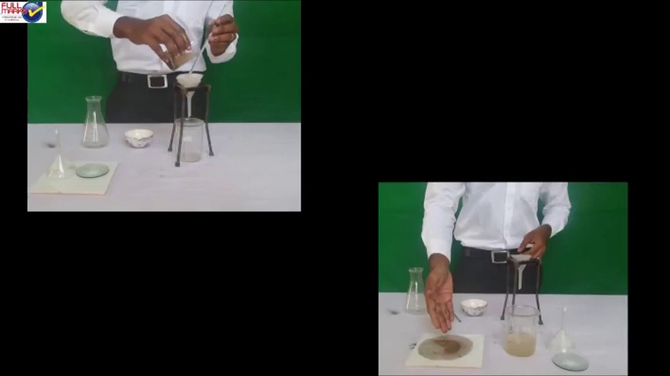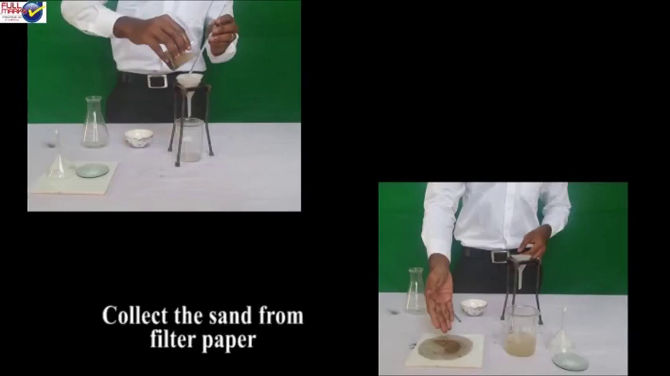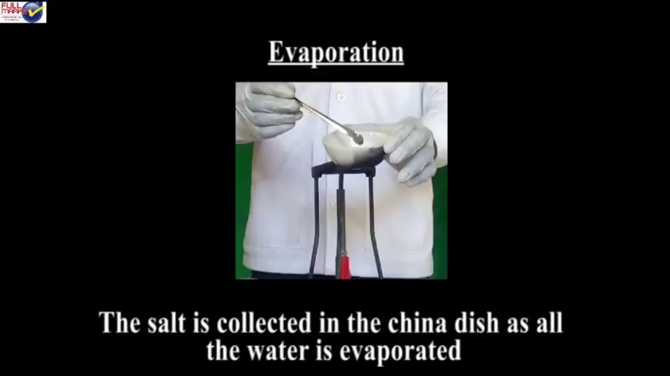Now transfer the solution slowly into the funnel with filter paper for filtration. Residue collected on the filter paper is sand and the filtrate is salt solution. C. Evaporation. Separation of common salt. The filtrate obtained in the beaker in the previous step consists of common salt solution. Transfer it to the china dish. Place the china dish on the tripod stand with a Bunsen burner and heat it with a small flame till all water gets evaporated. The salt is collected in the china dish as all the water is evaporated.